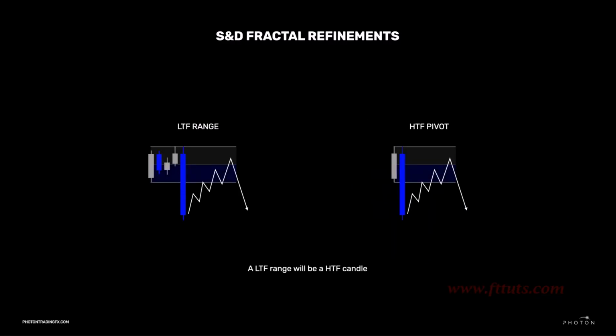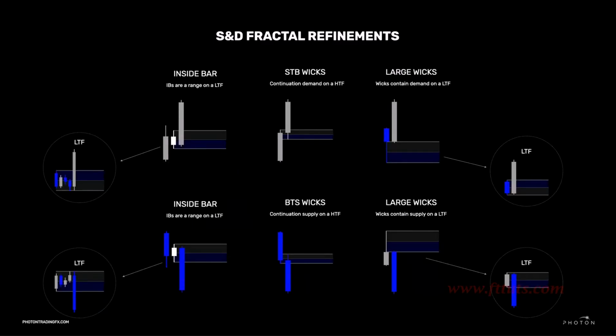So a range created zone, or even a pivot zone that has multiple candles, will essentially be a pivot on a higher time frame. So that lower time frame range can generally be cleaned up and refined to a single candle if you were to jump up and view that same price action on a higher time frame. We then have three main types of fractal refinements.